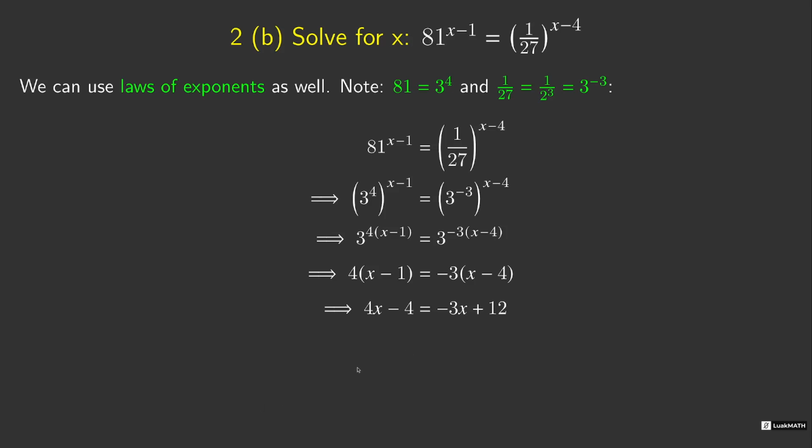Okay. And then now all I have to do is just collect like terms. So 4x, you bring the minus 3x over, you lose the minus sign, so you get 7x. You take the 4 to the right hand side, you lose the minus sign, you get 12 plus 4, you get 16. So 7x equals 16, which means if I divide by 7, I get x equals 16 over 7, which is the same answer that we saw just a moment ago.